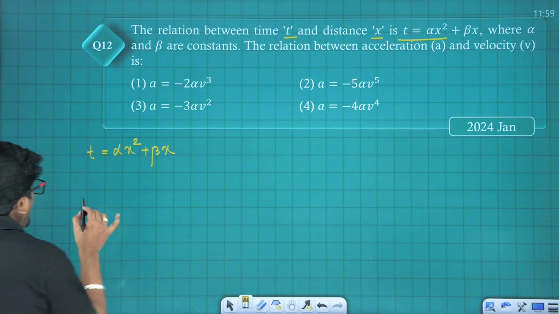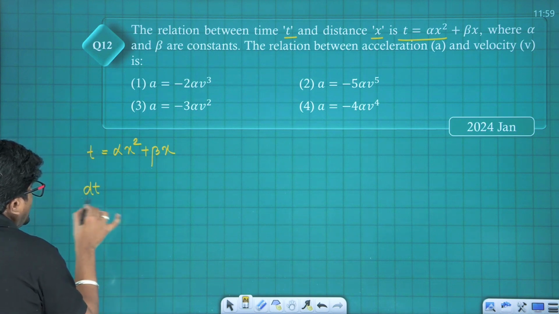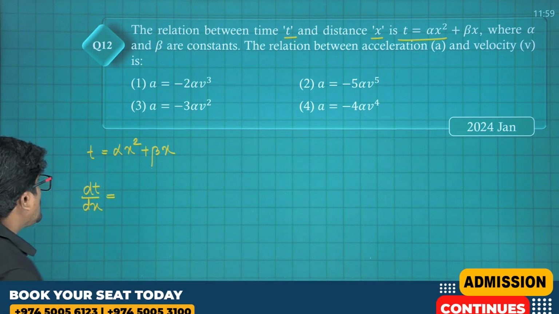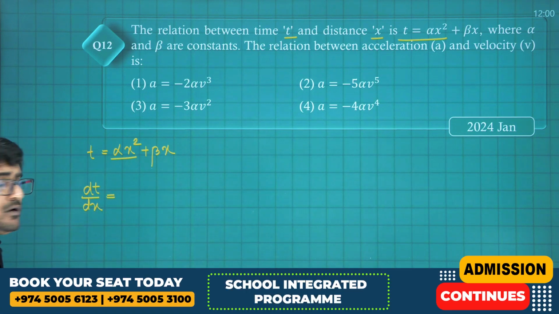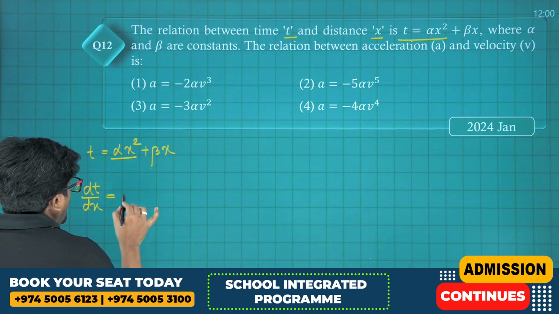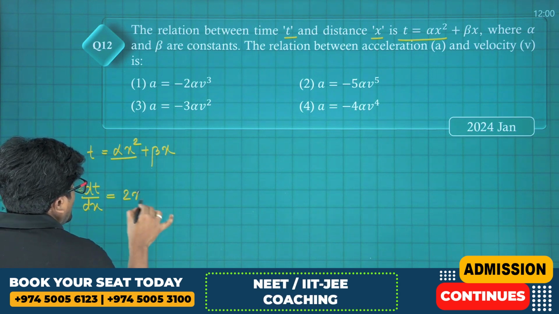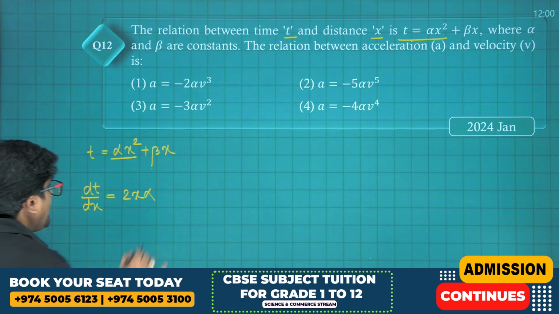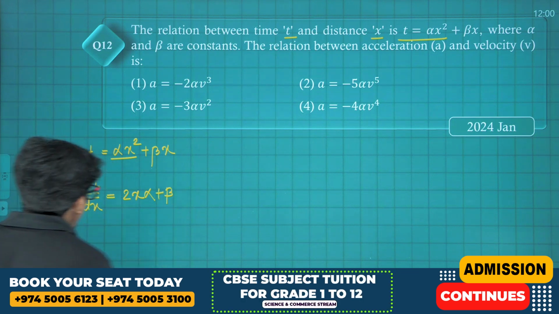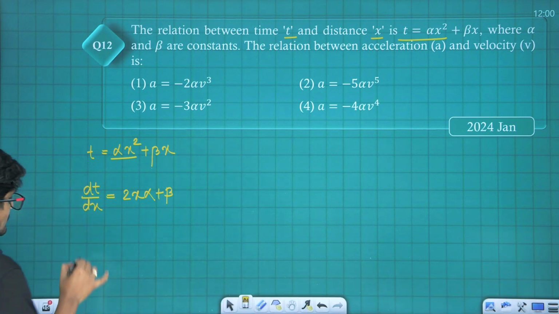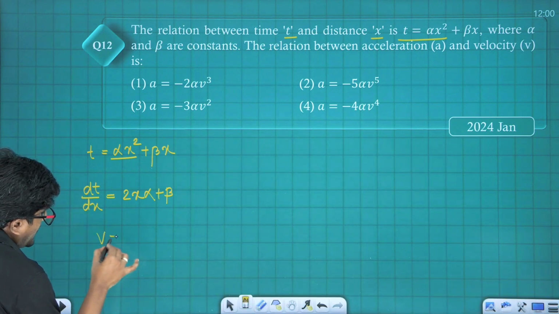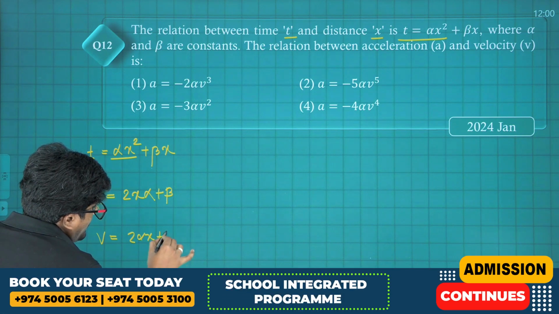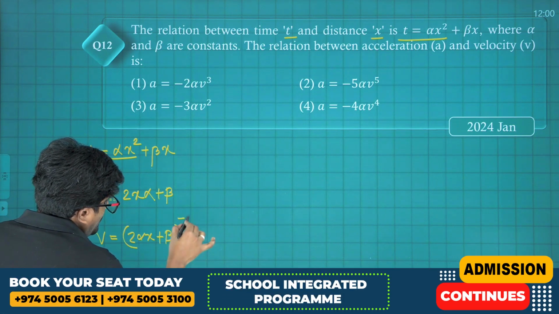Okay, what I am going to do here is, let me take dt by dx. What is going to be dt by dx? If I differentiate this, this is going to be 2 times x into alpha plus beta, and you know that this is 1 by v. Okay, so I can write v equals 2 times x into alpha plus beta raised to minus 1, that is velocity.